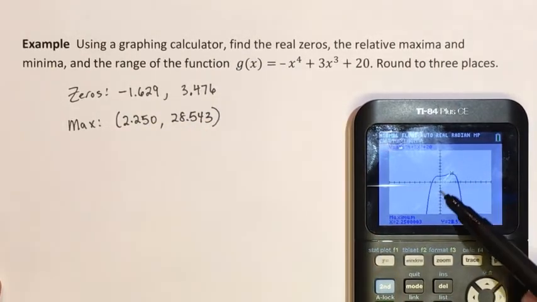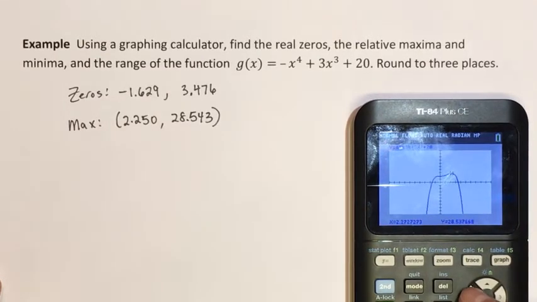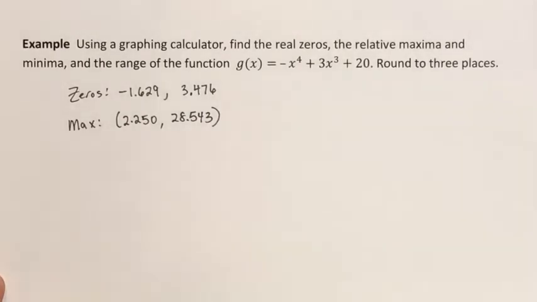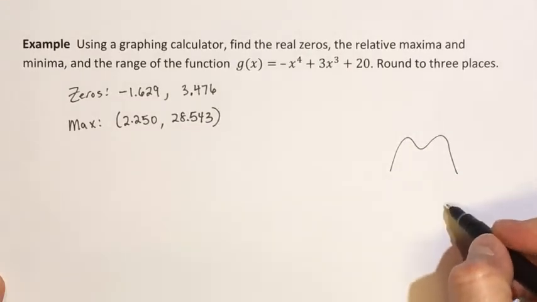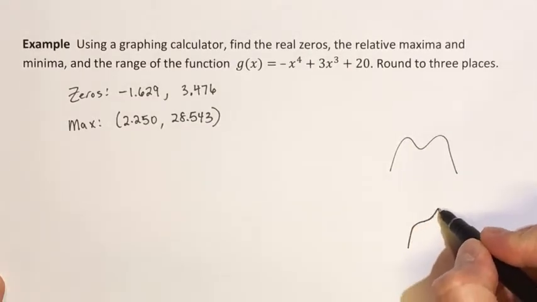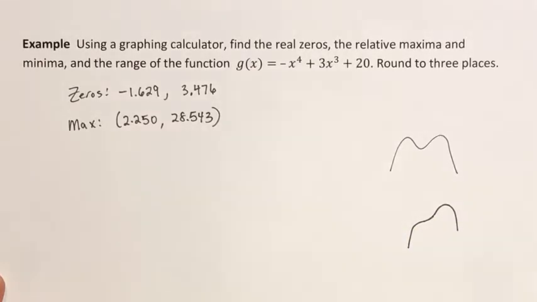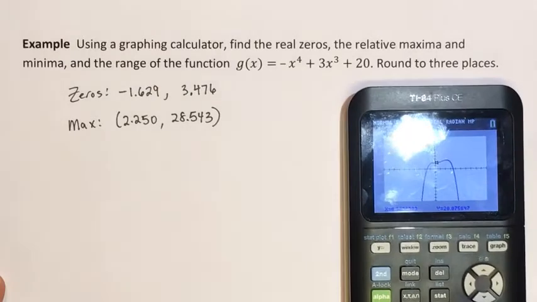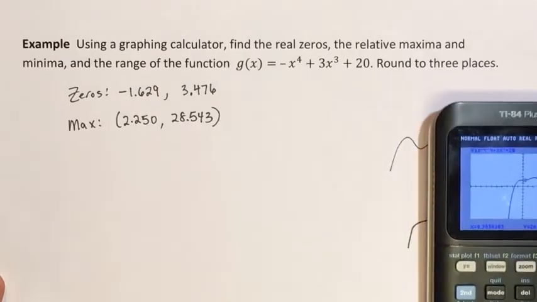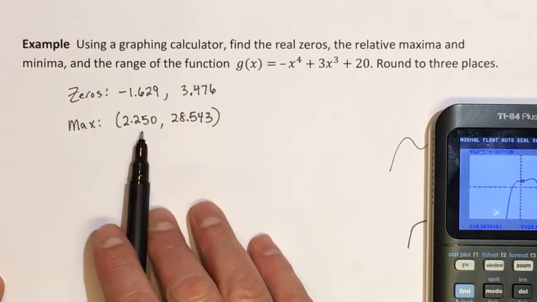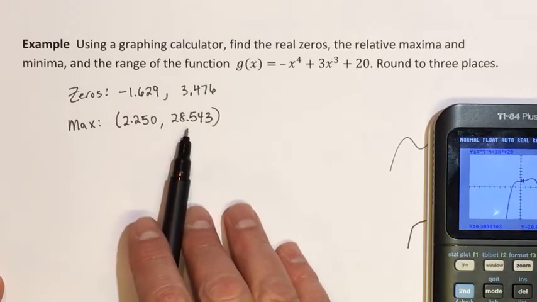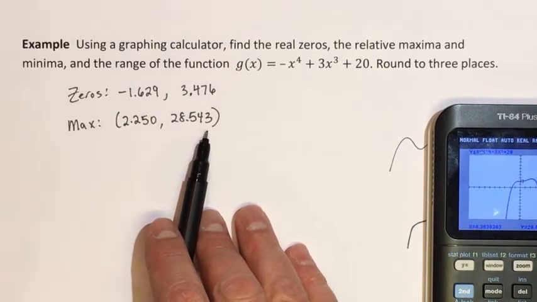We do not have any relative minimum or any other relative maxima. Now you might wonder about that. This is a quartic function, but it doesn't actually have the W shape. Quartic functions often have a W or an M shape. This one actually just kind of curves and goes up. It doesn't actually go back down and back up. And so that's what's happening here. We only have the one maximum point. So our relative maximum is the point 2.250 and 28.543 approximately.